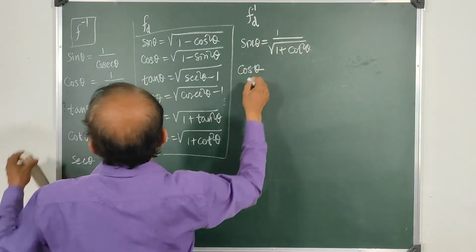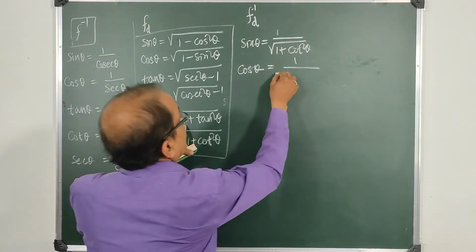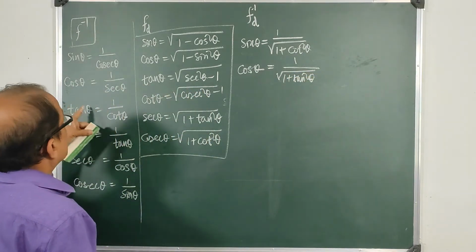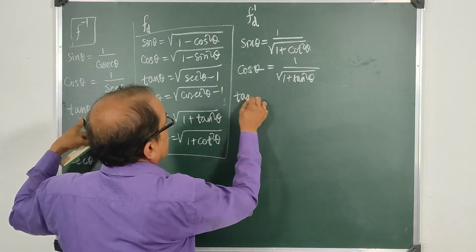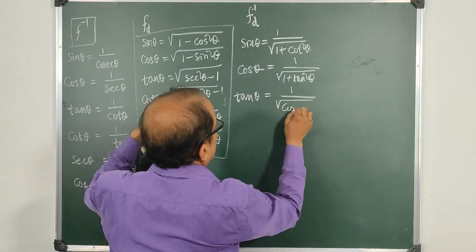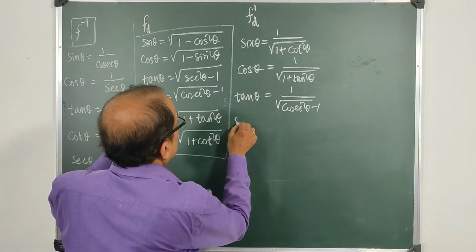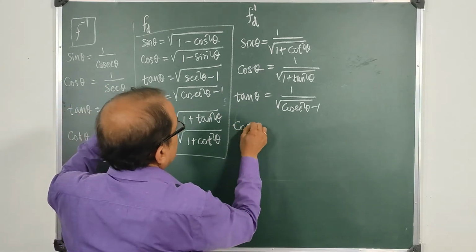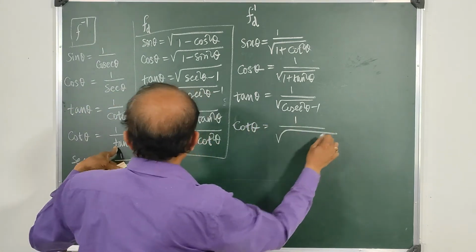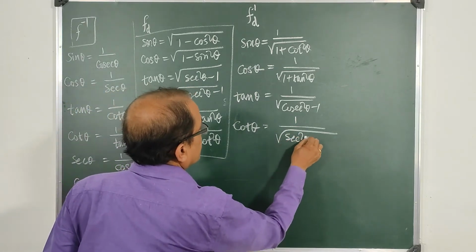Again cos theta, which is 1 upon sec theta, will now be 1 upon the value of sec theta, root over 1 plus tan square theta. And next comes tan theta. Tan theta is 1 upon cot theta, and cot theta is root over cosec square theta minus 1. Then sec theta. Sec theta is... and next cot theta. Cot theta is 1 upon tan theta, which is 1 upon tan theta, root over sec square theta minus 1.